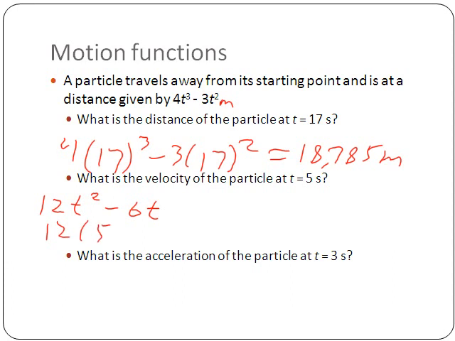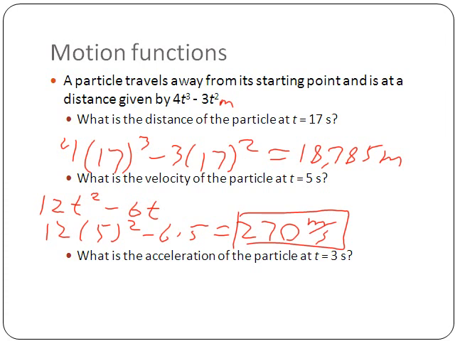And so I say 12 times 5 squared minus 6 times 5. And so I would say 12 times 5 squared, 25, minus 6 times 5, which is 30, and I get 270. And so in this case right here, what's the velocity of the particle at 5 seconds? It's going 270 meters per second, just like that. Not too bad, not too bad.